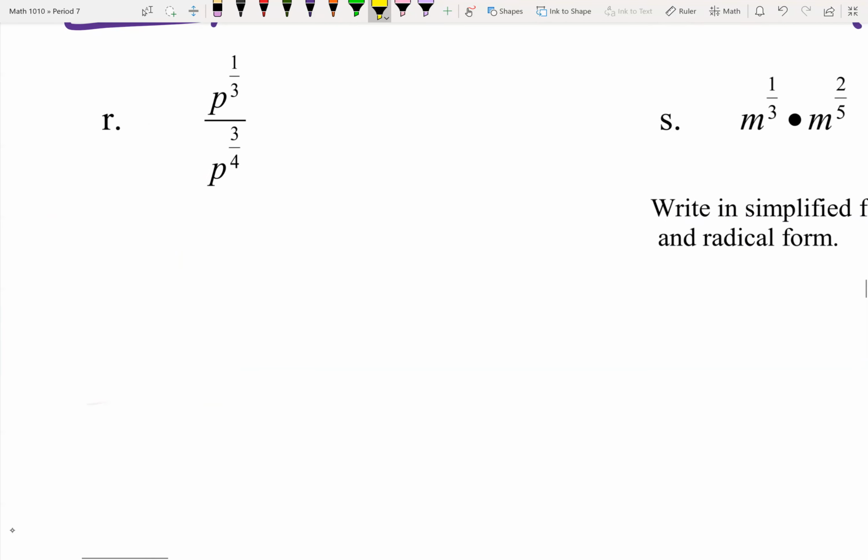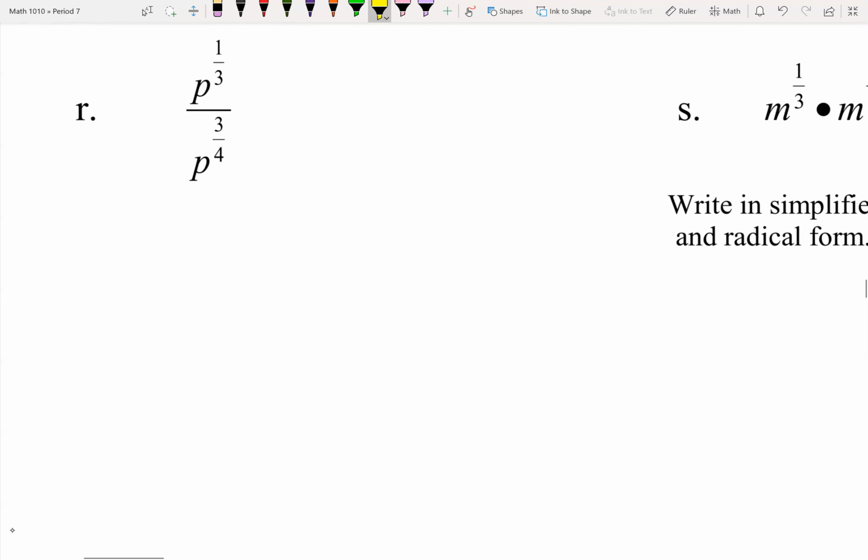Okay, question R. What's the next highlighted one we have? S. Okay, I'm going to put a little thing right there. Okay, look at R. Stay right with me. When you're dividing like bases, what do you do to the exponents? Tell me. When I have p to the 2nd over p to the 3rd, what do I do to my 2 and my 3? Subtract them, right?